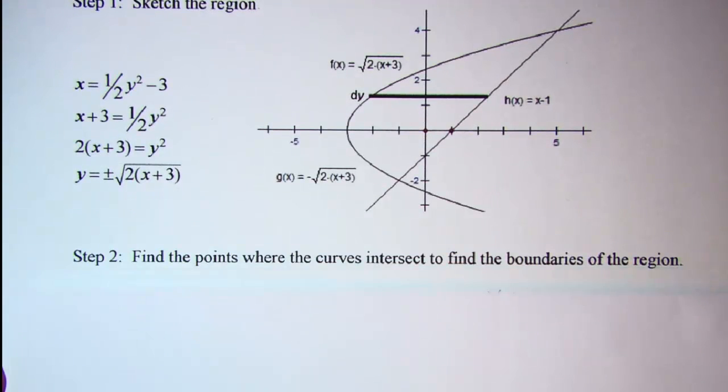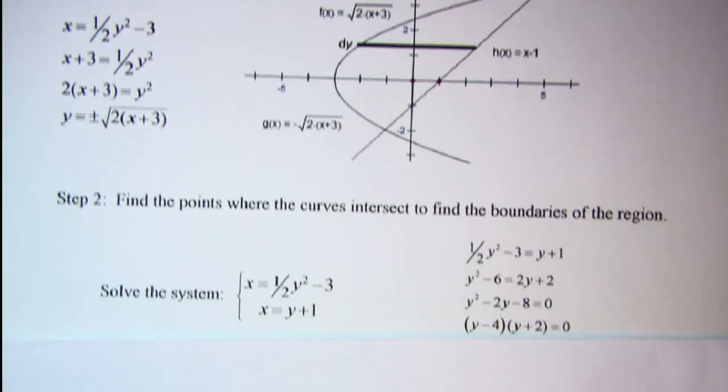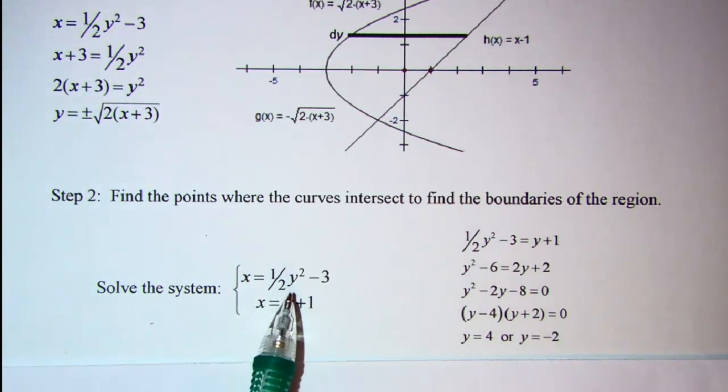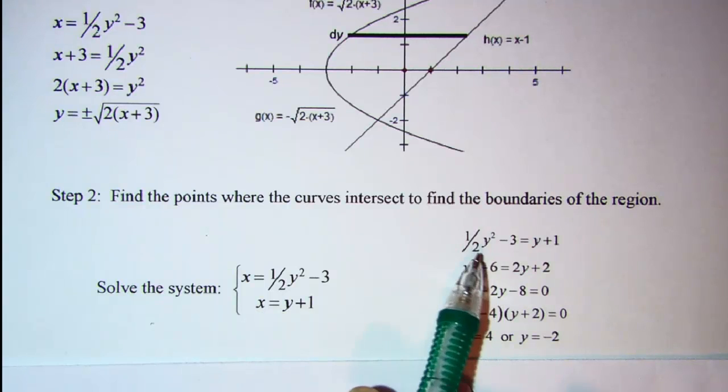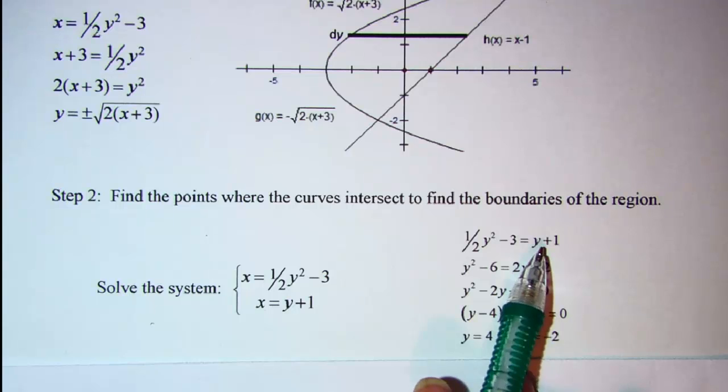To do that, we will solve the system: x equals 1/2 y squared minus 3 and x equals y plus 1. Since these are both equal to x, we'll set them equal to each other, and that gives us this equation, 1/2 y squared minus 3 equals y plus 1.